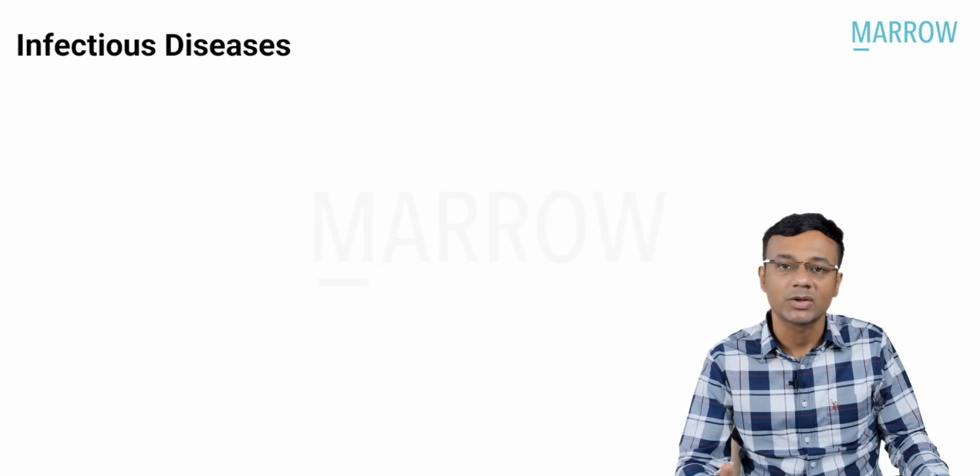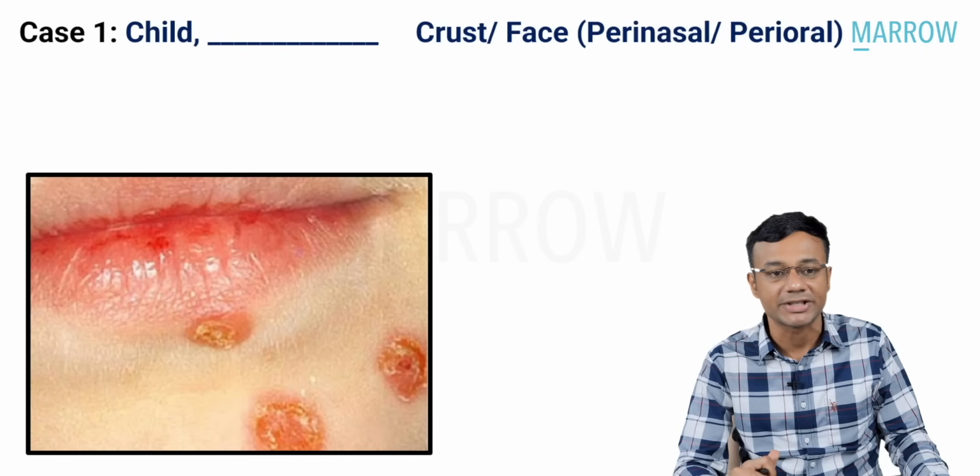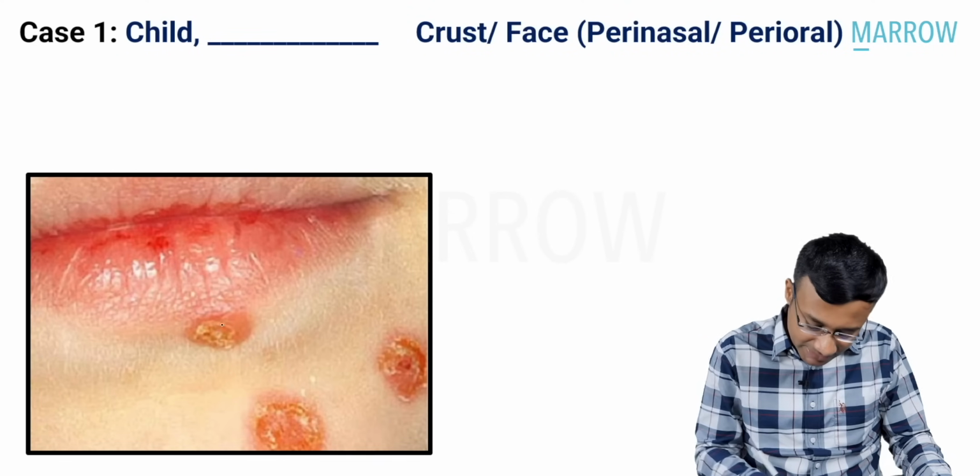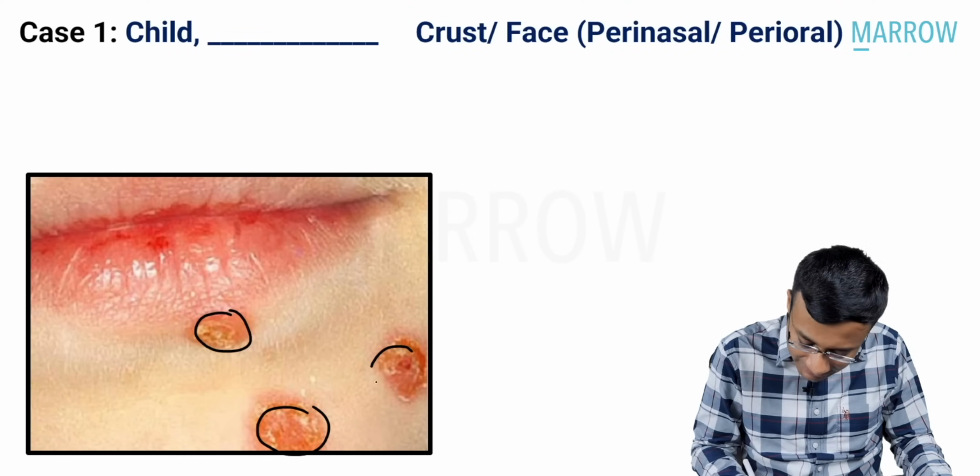Next, we move on to case scenarios in infectious diseases. So this is going to be very important with the overlap between dermatology and microbiology. Case 1 is a child who presents with this. Look at this crust, everybody. What is the name of this crust here?